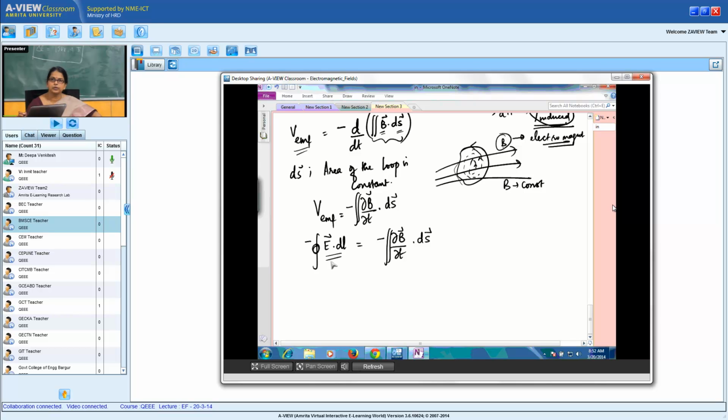Now, I use Stokes' theorem, which says that over a surface, if I keep taking the curl of the vector field, I add up all the curls, and across a surface I get the loop integral. So, I can write this loop integral as the surface integral of curl of E is the surface integral of del B by del t.